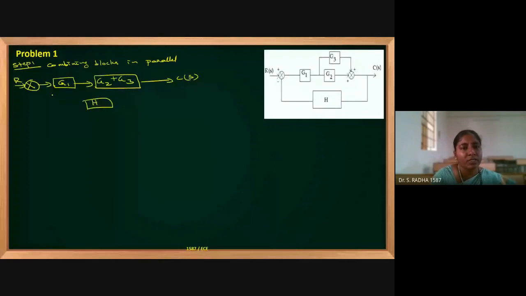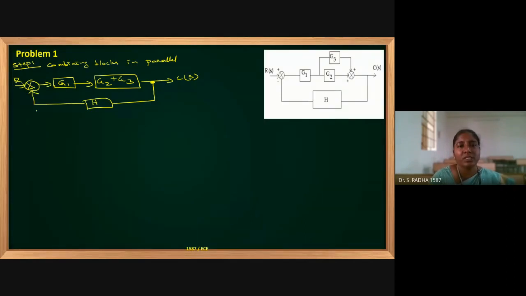So the rest of the circuit I am maintaining the same. This is first step. Just I have combined blocks in parallel, G2, G3. We have to add them. So I have put G2 plus G3. Okay. So whenever feedback is there, that sign is very, very important. Generally, R will be positive only. This is step number 1 completed.